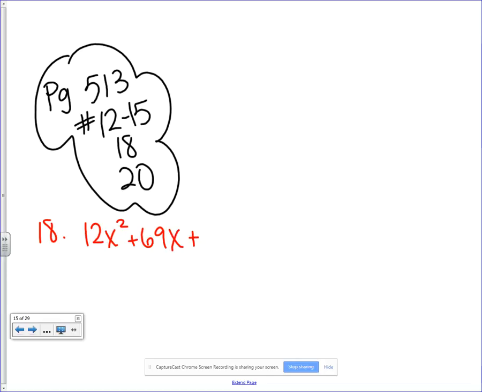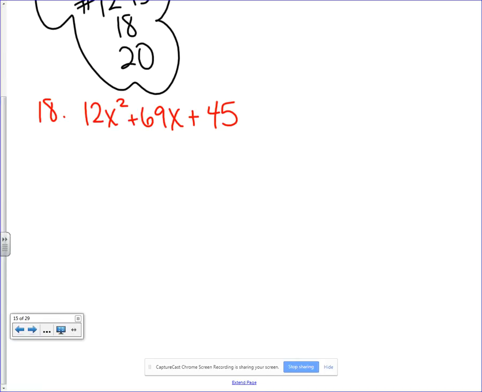I'm really glad you asked about this one. Because, remember, what's the first thing we're always looking for? GCF. What can I divide out of all three of those terms? 3. All right, so if we divide out a 3, we're going to put it out front. What's left?